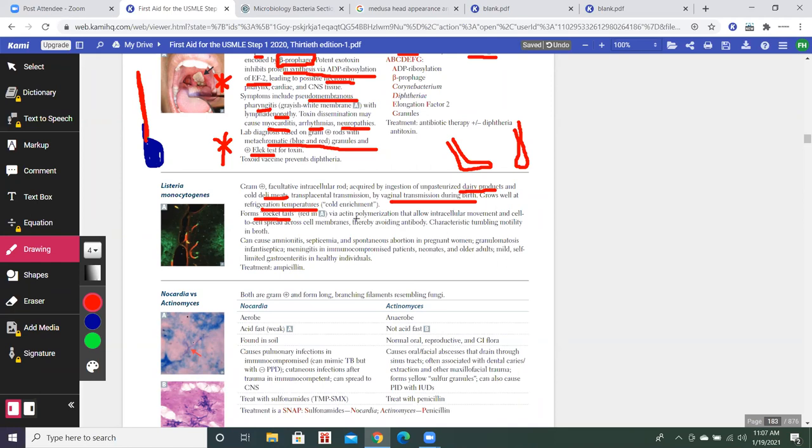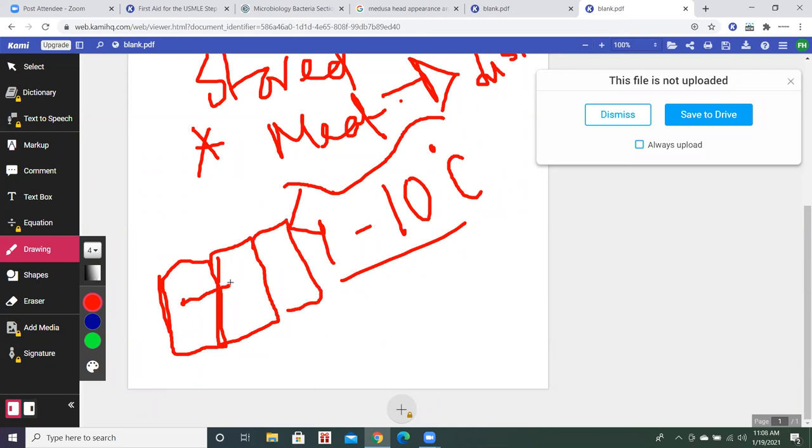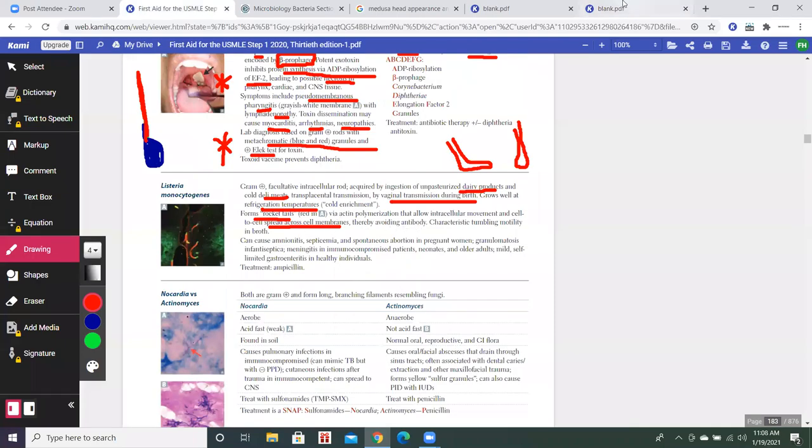This rocket tail appearance has an actin polymerization that allows intracellular movement and cell-to-cell spread across the cell membrane. Let's say you have one cell; since these are intracellular organisms, instead of moving outside of the cell, listerias use actin polymerization to move from one cell to another cell, and then to another, and that's how they keep on spreading throughout the whole body. Our serum contains antibody, but since the organism is not there outside in the serum, the antibody cannot work properly. So that's why they can escape immune attack by antibodies.